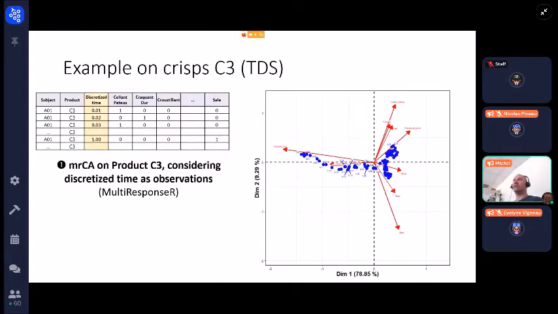So here is an example on a crisp, C3. This is the table. You see the column product is useless in this case because the observation is discretized time. I computed an MRCA. We obtain the map on the right, and the blue points are indeed discretized times. So there is a pattern from left to right with a product evolution inside C3.